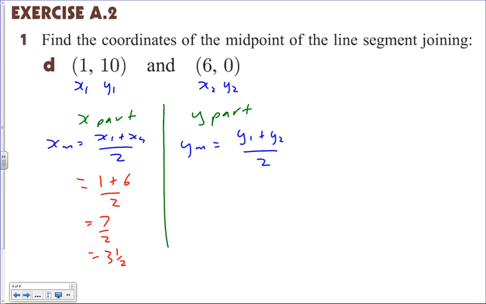Or you can write 3.5 if you're someone who doesn't like fractions. So we've got 10 plus 0 over 2, so it's going to be 10 over 2, which is going to give me 5. So my midpoint is going to be 3.5, or 7 over 2, whichever one you prefer to write, 5.